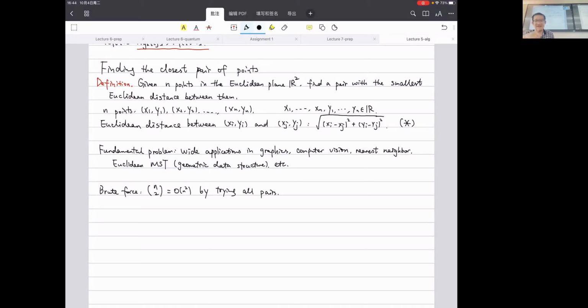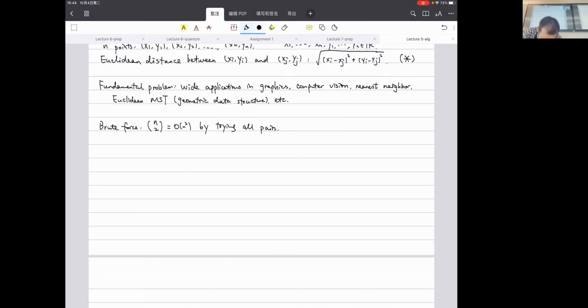But are we actually satisfied with this? Maybe we want to be more thoughtful, and hopefully we can improve this for the closest pair of points problem. So let's take a quick look, for instance, at the 1D version. What is the 1D version? In the one-dimensional case, you have x1, x2, up to xn, and you want to compute the smallest |xi minus xj|, of course with i not equal to j.